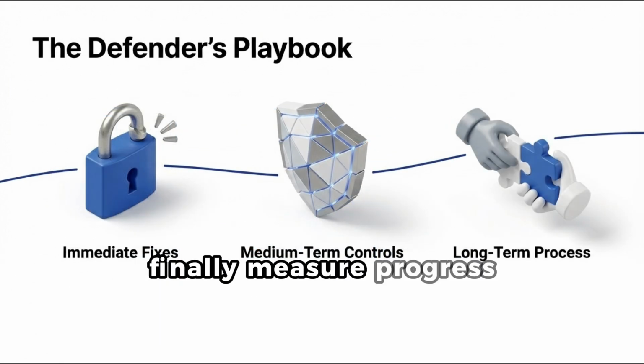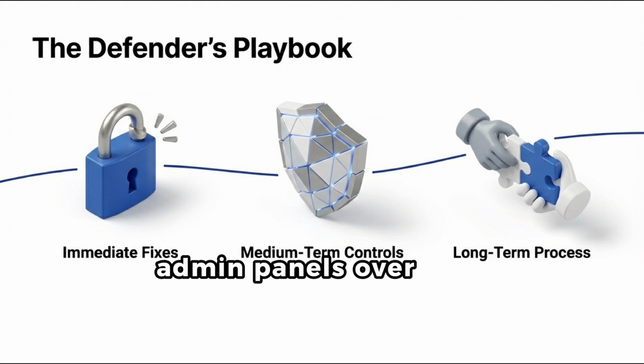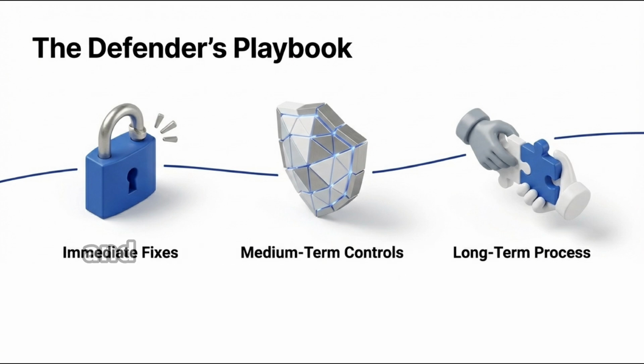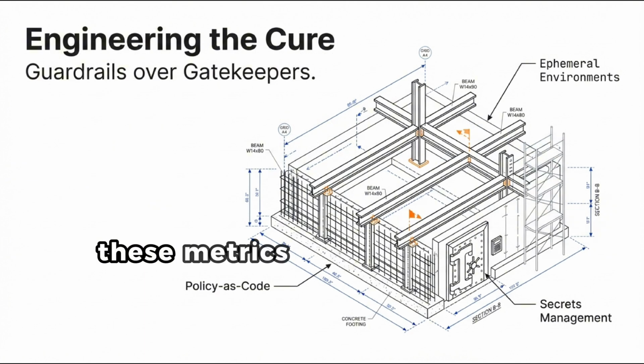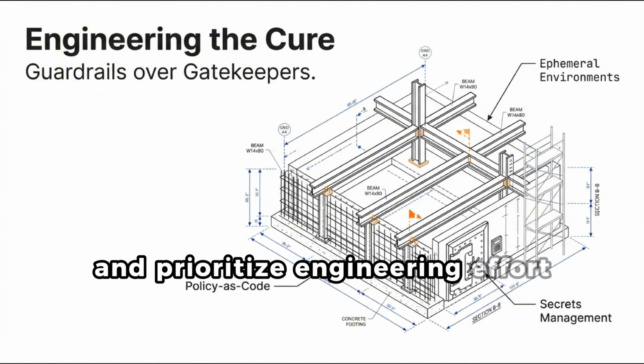Finally, measure progress. Track the number of public buckets and exposed admin panels over time, the mean time to remediate accidental exposures, and how often pre-deploy checks prevent risky changes. These metrics let you prove the program's value and prioritize engineering effort.